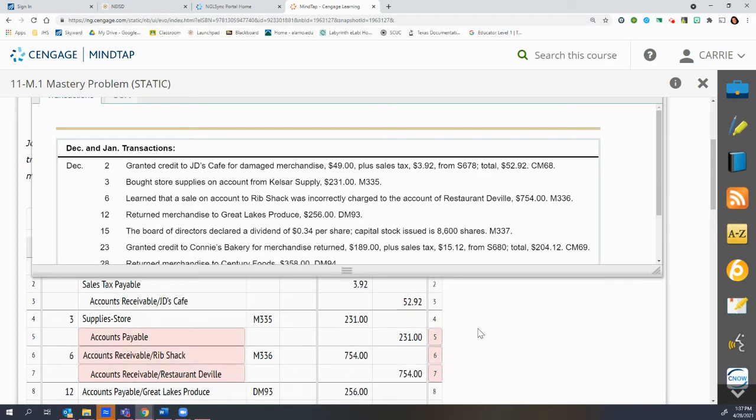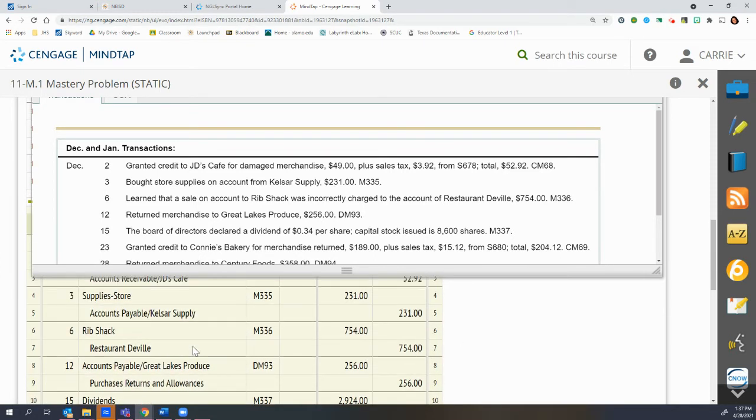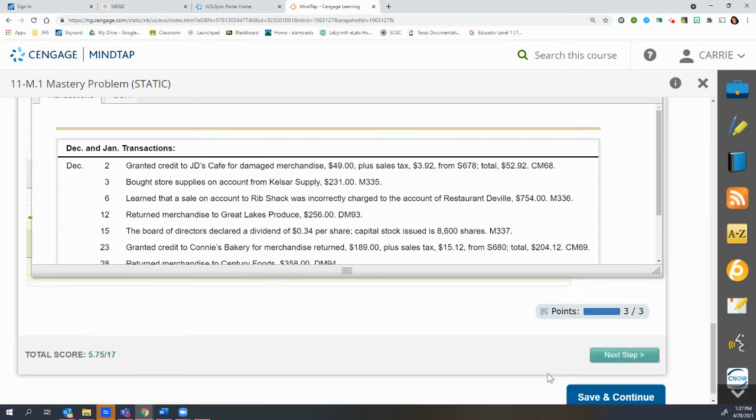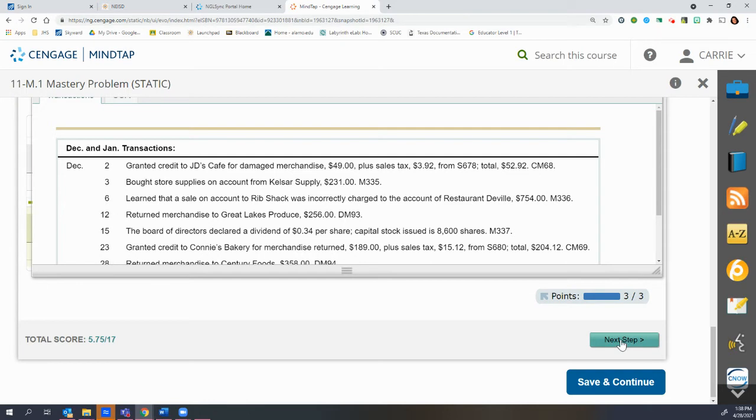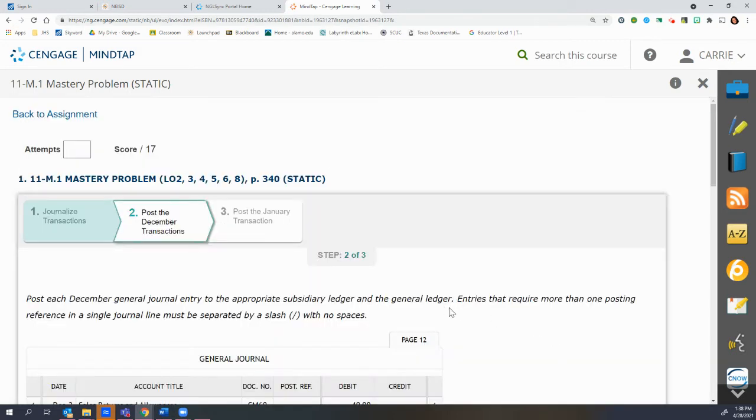Oh, I didn't put the thing on there. Okay, so they want the accounts payable, and I did mess that up. I didn't put the Kelsar supply, and you don't have to put accounts receivable for Rib Shack and accounts receivable for Restaurant DeVille. You just leave those like that. But if you mess that up, don't redo it, because that's crazy to do for just that little bit of a thing. I'll give you some points if you let me know.